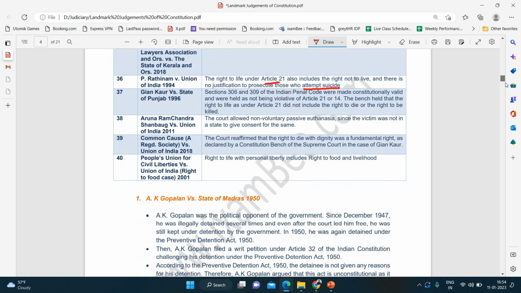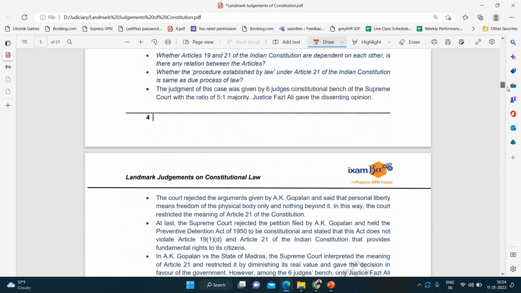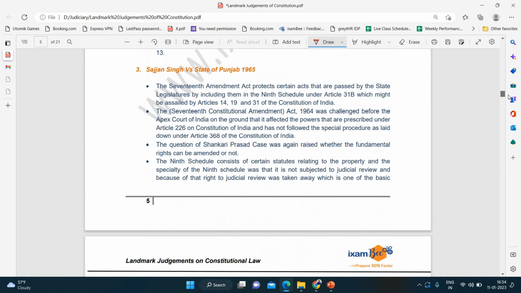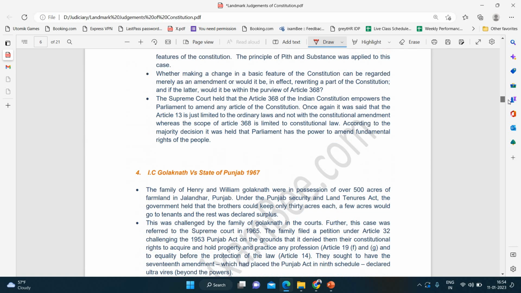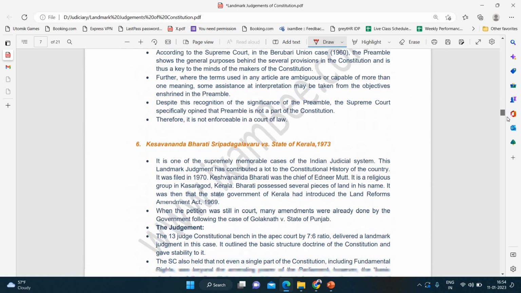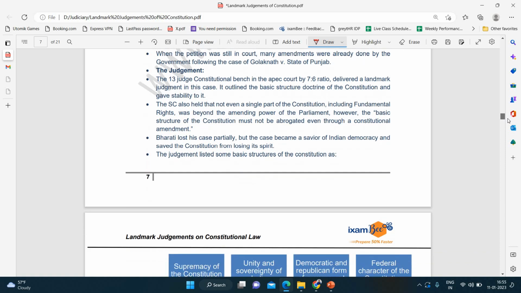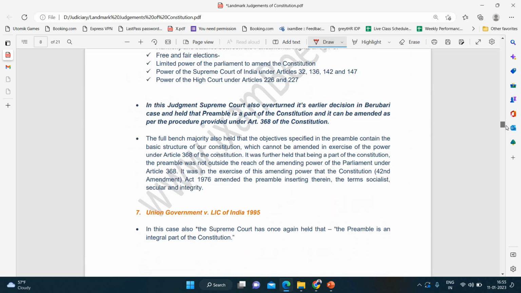Below this gist you will find the detailed version of what these cases were about and what was held in these cases. Some contain the entire specifics of the case and some contain only what is relevant to the exam. So you can download this entire PDF. You can read all the important judgments, all the important points relating to the judgments, and also you can remember them using the gist that is provided in the beginning.